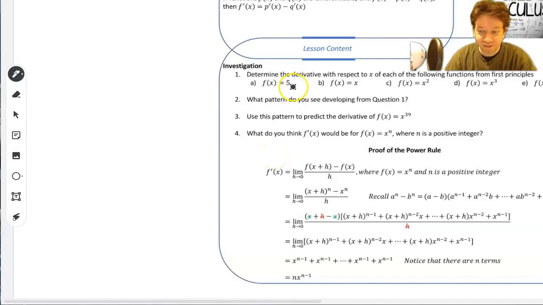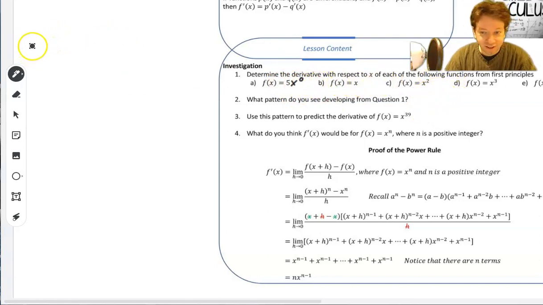If you want to think of it this way, instead of thinking of it as 5, you can think of it as 5 times x to the power of 0, because x to the power of 0 is just 1, and that sort of follows with the pattern that I'm trying to do here.